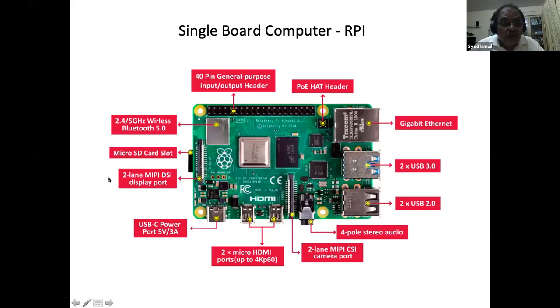For example, what is there in this particular board which you buy for 2,500 rupees or so? You've got an Ethernet port, which you connect to your laptop. We'll come back and explain: what is Ethernet? What is Wi-Fi? Why are we using Ethernet? It is wired communication. You've got a gigabit Ethernet here.